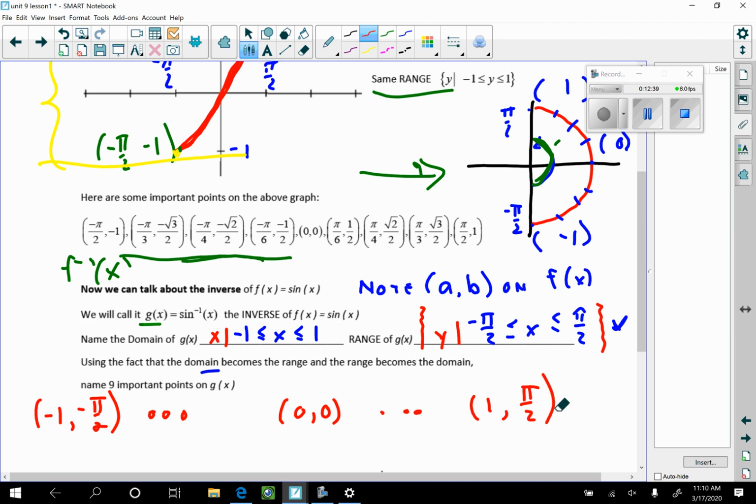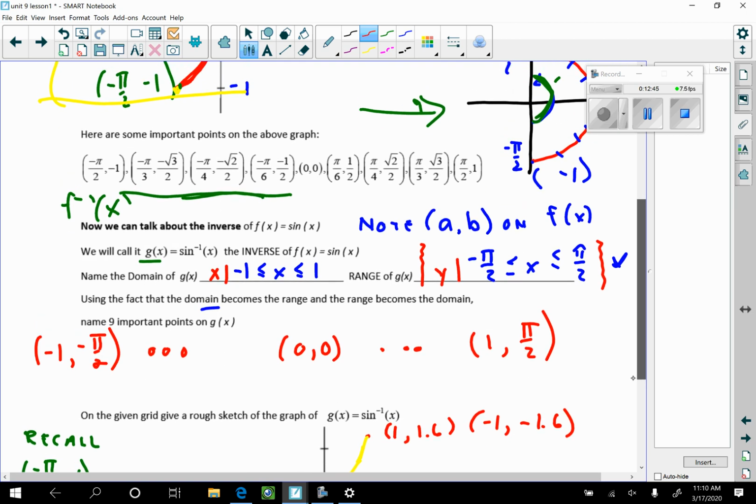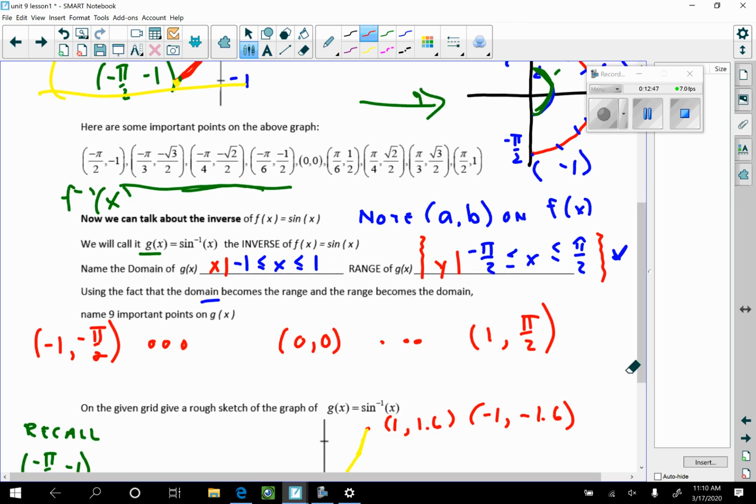I'm at 12 minutes now. I'm going to try to limit this thing pretty quick. Now what I'm going to do is give a rough sketch of the inverse. So I'm going to use these points and use the fact that the inverse is going to be continuous between -1 and 1. And I'm going to estimate the value of -pi/2, and it's going to be about -1.6. I'm just going to use that as an estimation for my graph.